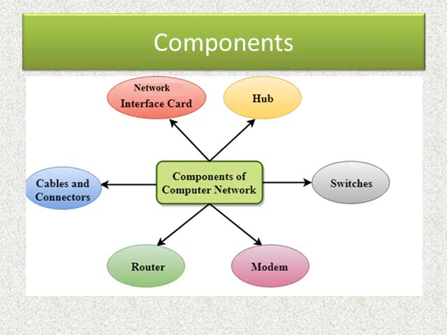The basic components of computers are a NIC or a network interface card. Then you have a hub. Then you can have switches, modem, router, cables and connectors. These form the components of the network. They are NIC or network interface card, hub, switches, modem, router, cables and connectors.